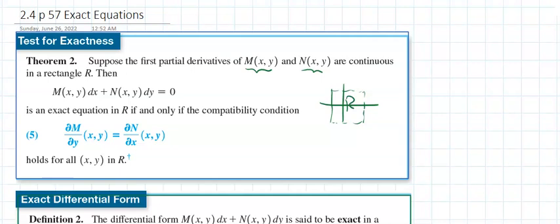Then we say this equation, now notice the M is associated with the x and the N is associated with the y, the way they have it, is an exact equation in R if and only if the partial of M with respect to y equals the partial of N with respect to x, basically kind of backwards. And that holds for any x, y in that domain.